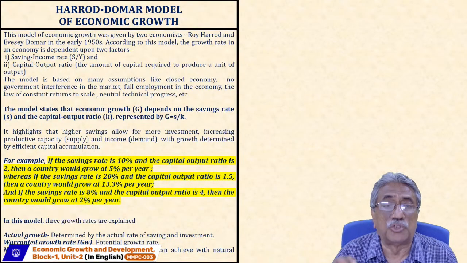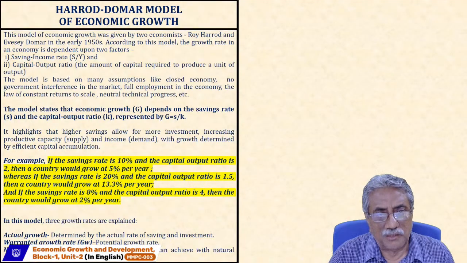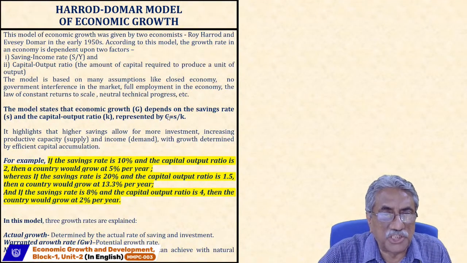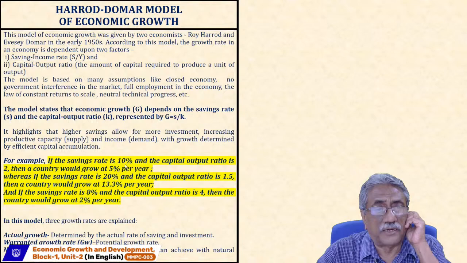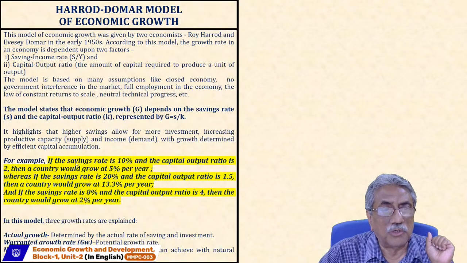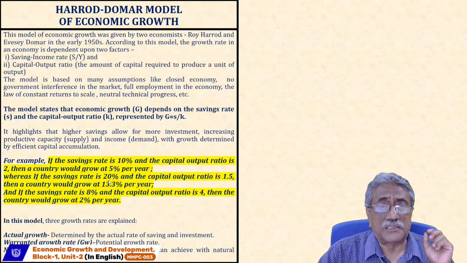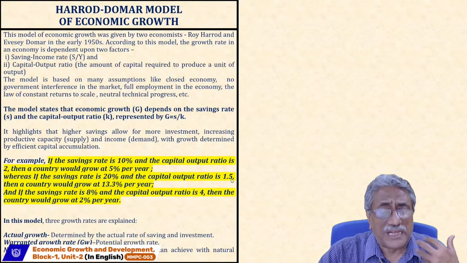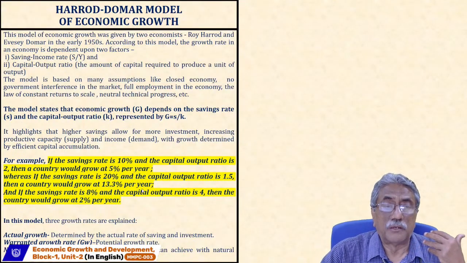The model states that economic growth G depends on saving rate S and capital output ratio K, represented by G = S/K. Now, from this model, G = S/K, you can understand. If the savings rate is 10%, my S is 10%, and capital output ratio K is 2, then my growth rate will be 5% per year. But if the savings rate is 20% and the capital output ratio is 1.5, when I need less capital per unit of output, then my growth will be 13.3% per year.